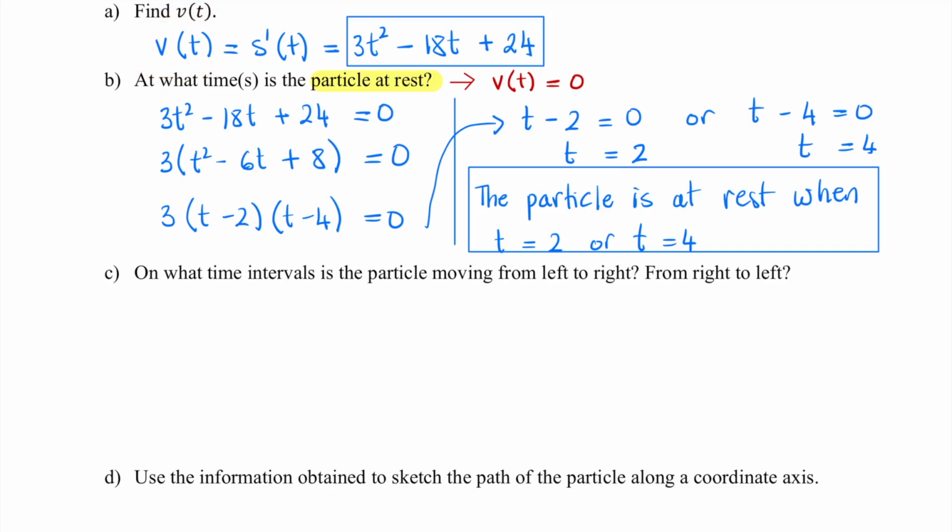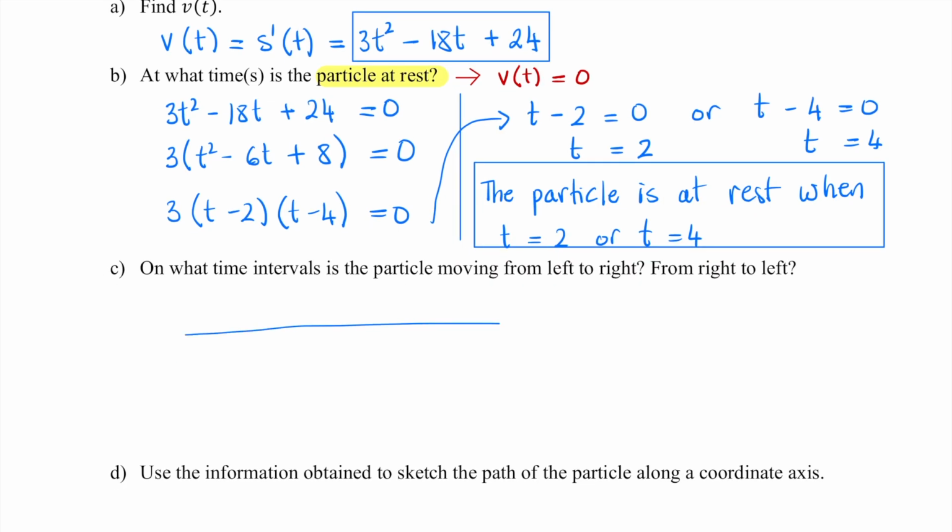From the previous step, we know the velocity is 0 when t equals 2 and t equals 4. These 2 points divide the timeline into 3 intervals. And the 3 intervals are from 0 to 2, from 2 to 4, and from 4 to infinity. Now we check the sign of the velocity in each interval.